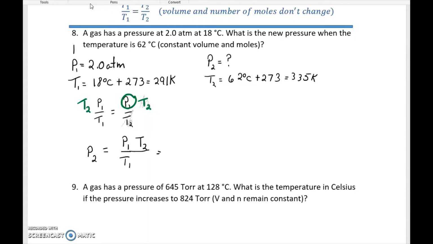And now we can just fill in. P1 is 2 atmospheres. T2 was 335 Kelvin. And T1 is 291 Kelvin. If we do our math on this one, we should get 2.3. The Kelvins here are going to cancel out. We've got a Kelvin in the bottom and a Kelvin in the top, so those go away, and we're left with atmospheres.